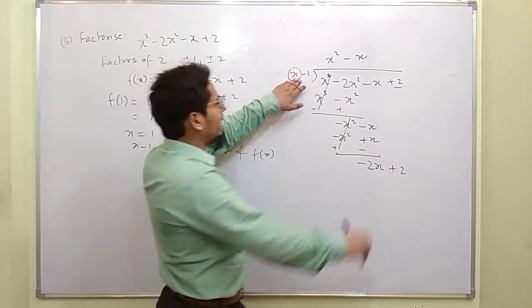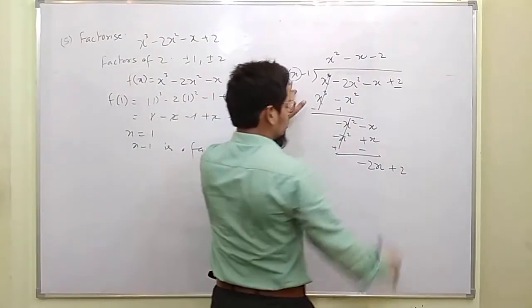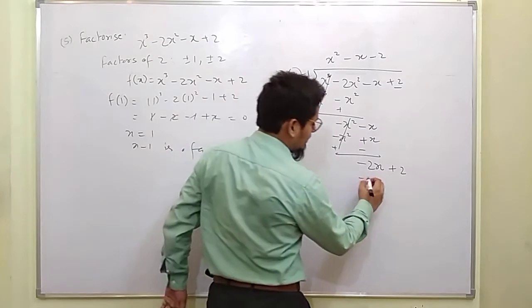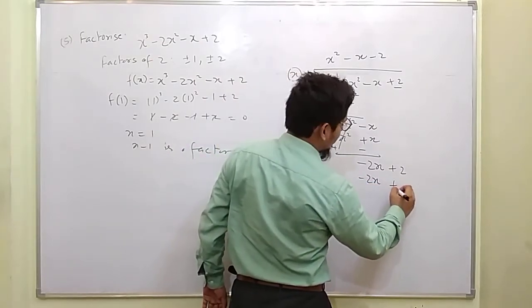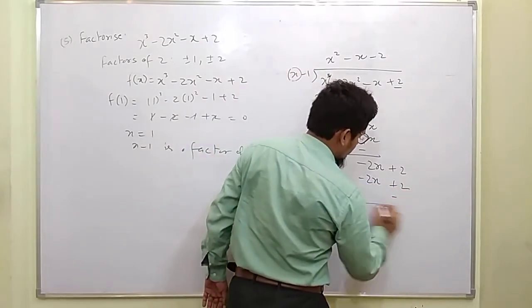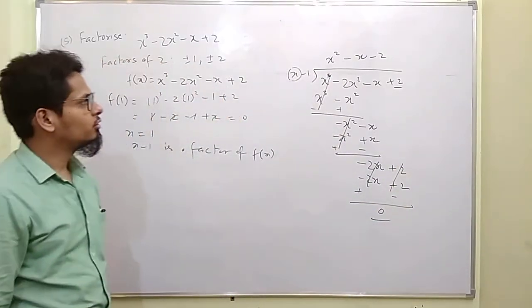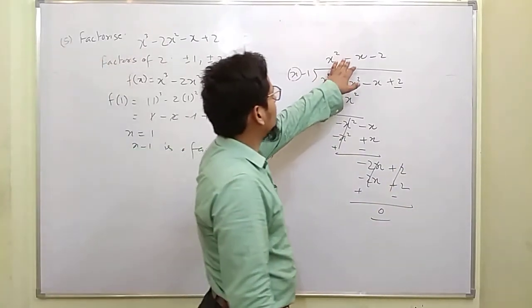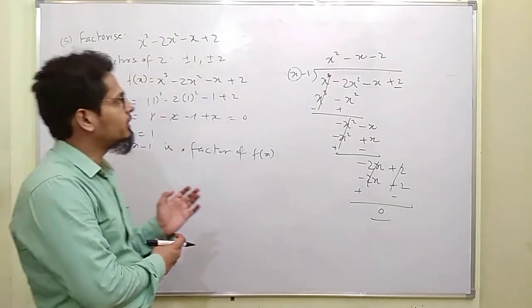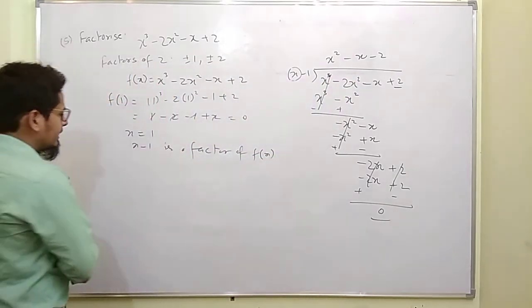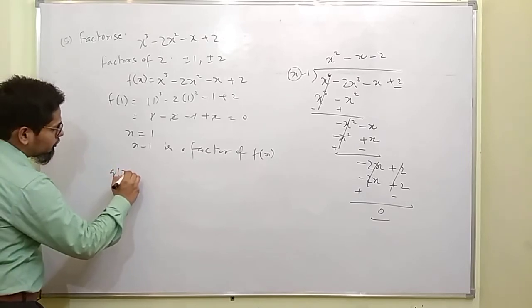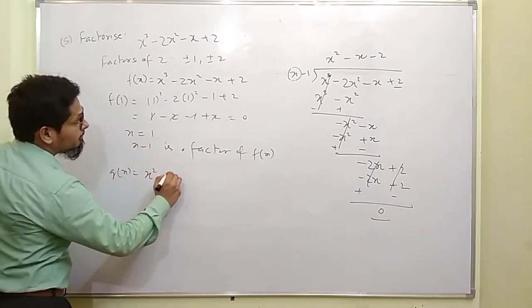So now multiply minus 2 to get minus 2x. It is minus 2x, and minus minus plus. Sign change. So now the remainder is 0. So class, this is the quotient what we have. Okay, so the quotient is x square minus x minus 2.